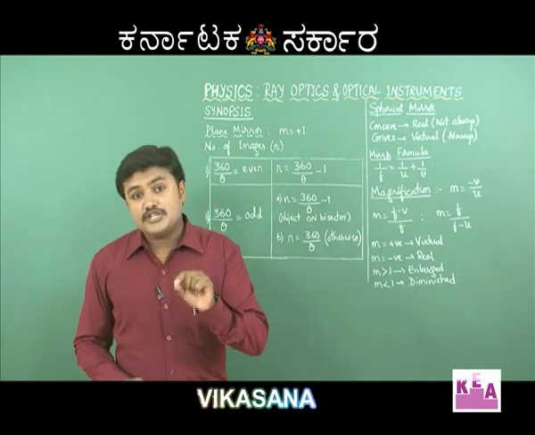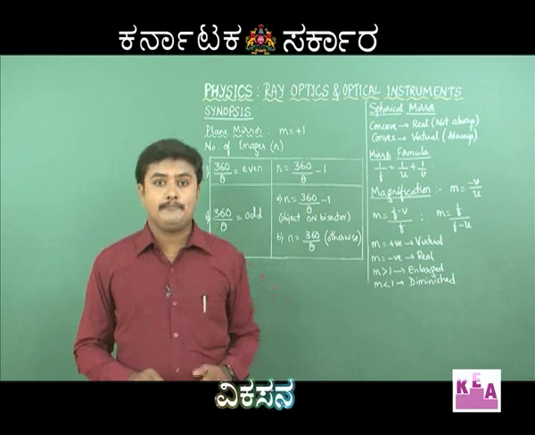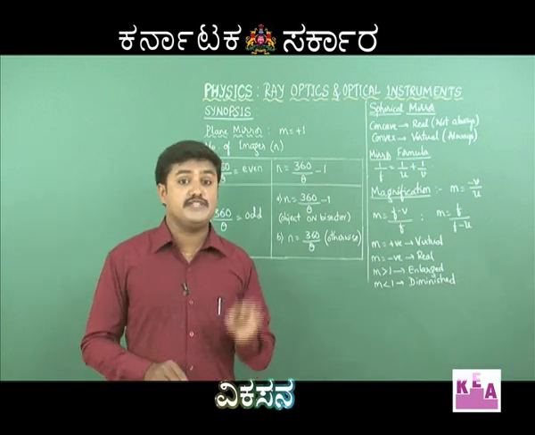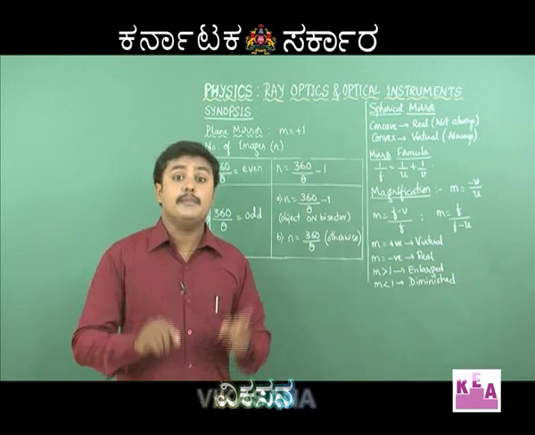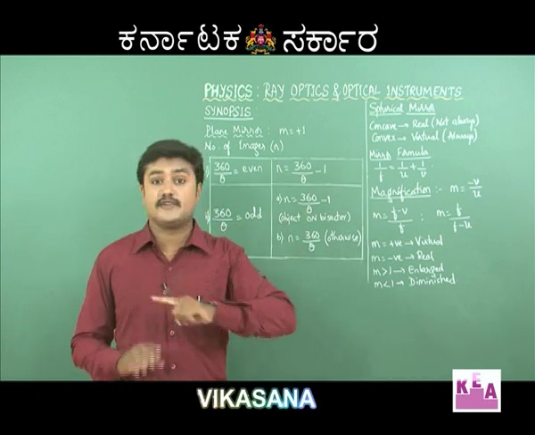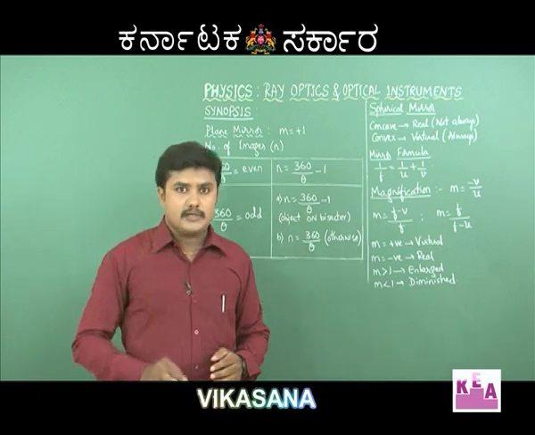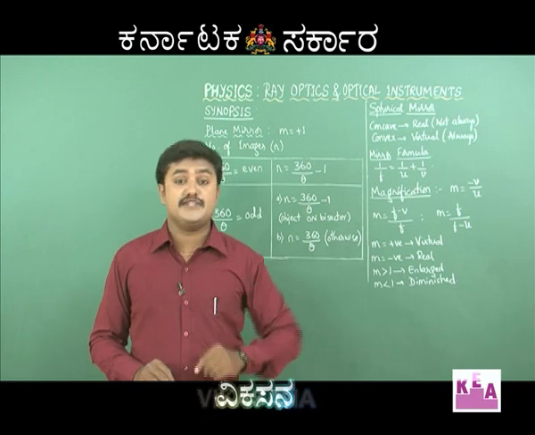The magnification produced by a plane mirror is +1. It is plus because the nature of the image is virtual, and it is 1 because the size of the image is same as that of the object. The important idea about plane mirror is the number of images.